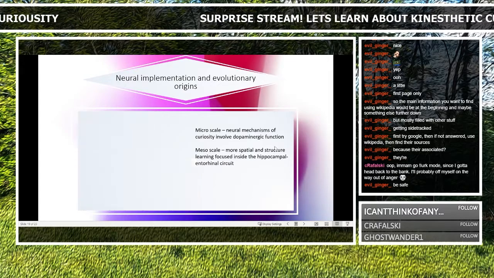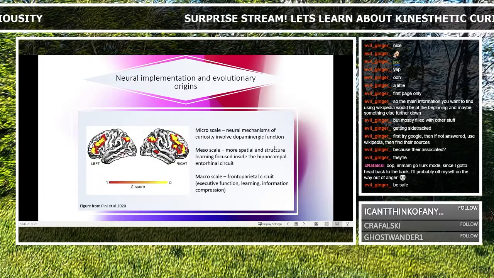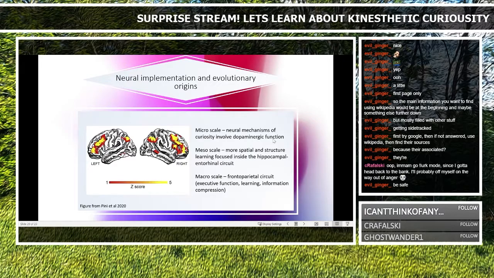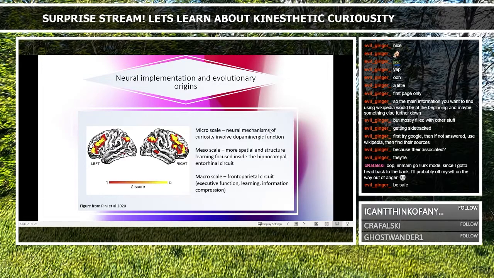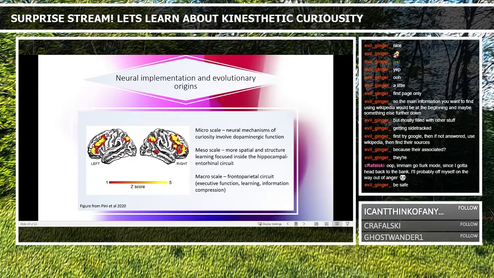And the last section is the macroscale, which is the frontoparietal circuit. This is involved in executive function, learning, information compression. This is going back to those hubs and nodes, bringing that information that's similar together and cramming it into basically one little thing. So this whole section is just basically showing you the different areas of the brain that are involved with kinesthetic curiosity.